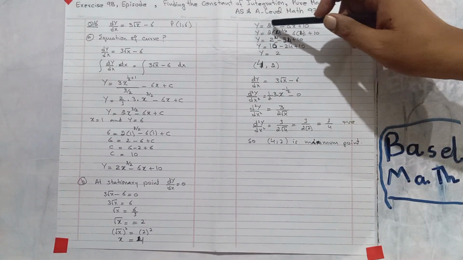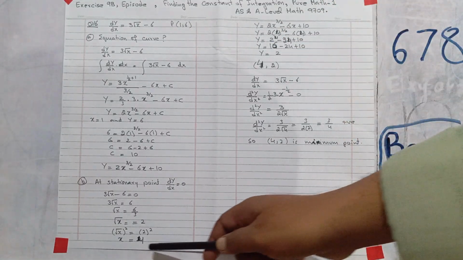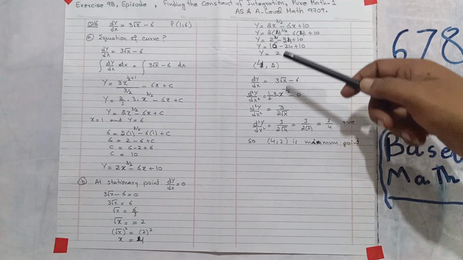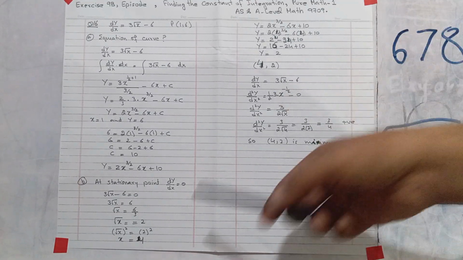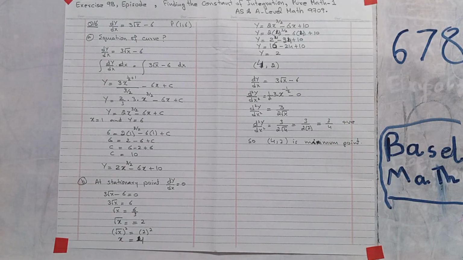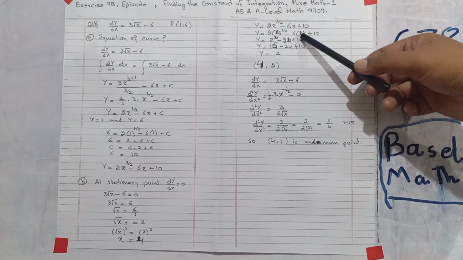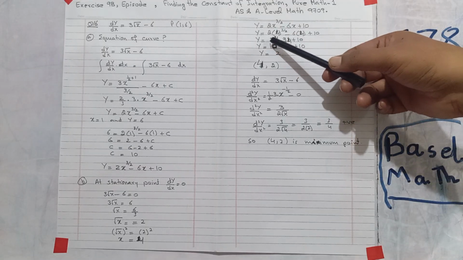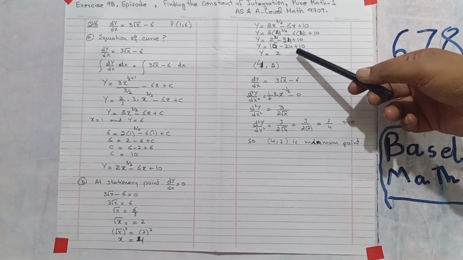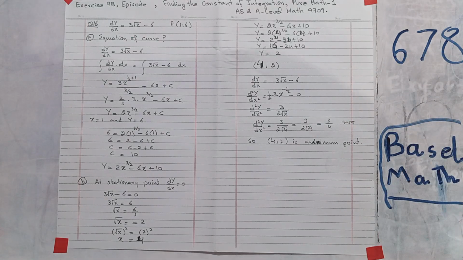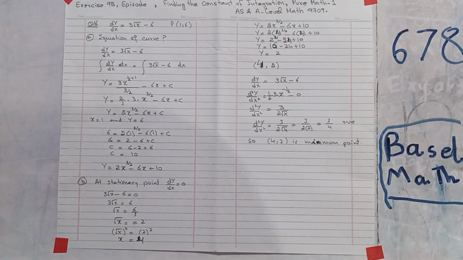So y equals 2x raised to power 3 by 2 minus 6x plus 10. So I can put this x value here, okay? And I can find the coordinates of this stationary point. The x we already know. We can also find the y coordinate. So 2 into 4 raised to power 3 by 2 minus 6 into 4 plus 10. So it will become 2 into 2 raised to power 3, that is 16, minus 24 plus 10. So that's 16 minus 24 plus 10. That's 2. So the coordinate of that stationary point is (4, 2).